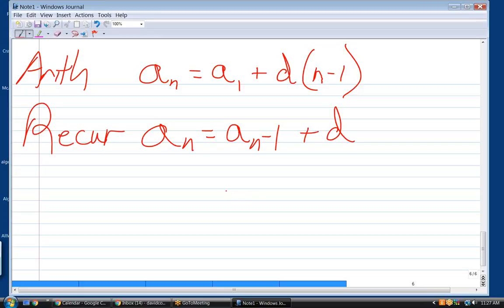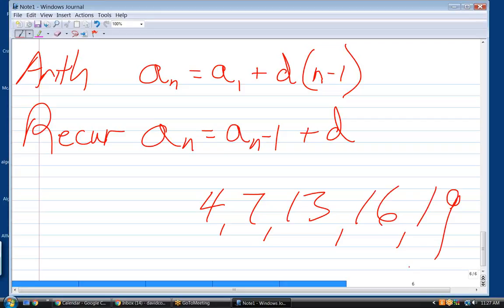It depends on whether you know the previous term. In other words, if I gave you this sequence, 4, 7, 10, 13, 16, 19. If I know the first term and I know the common difference, which is 3, then I'm going to use this. That'll tell me the 100th term. The 100th term would be the first term, 4, plus the common difference, 3, times 100 minus 1. That's going to be my 100th term.